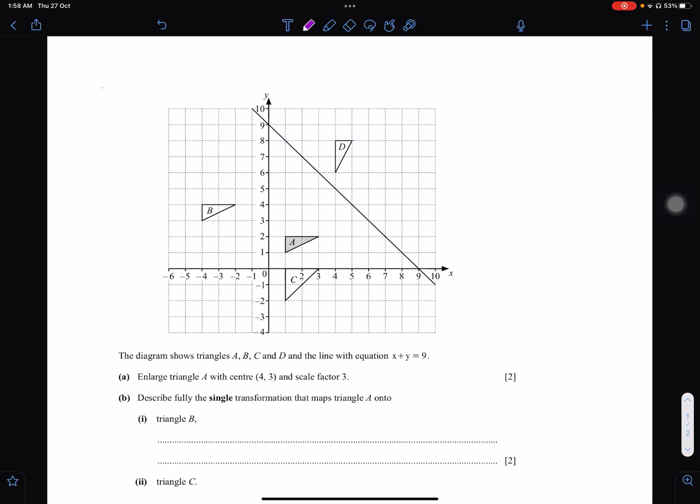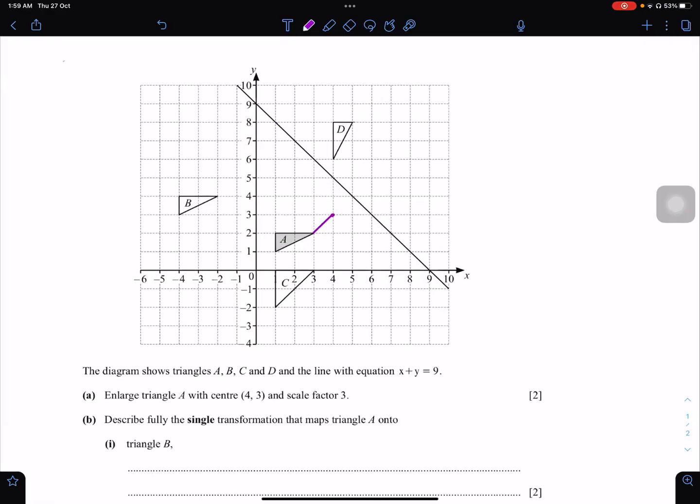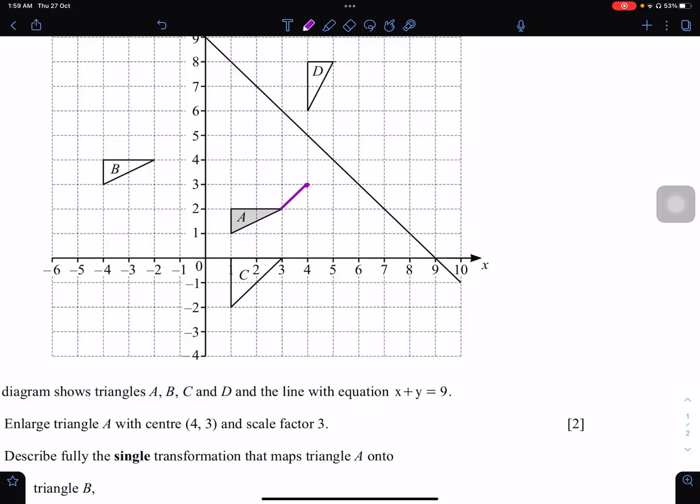The first question here is that we have to enlarge the triangle A with a center 4, 3 and a scale factor of 3. So we go to this point 4, 3, and from there we connect one of the points on the triangle. Let me connect the simplest point, this one. Now from here we have to enlarge this figure by scale factor 3. So I'm going to multiply this particular length by 3 units and continue in the same direction. I reach here.